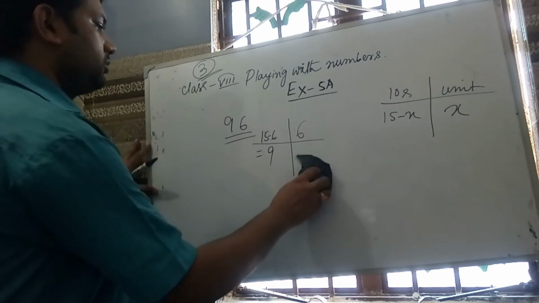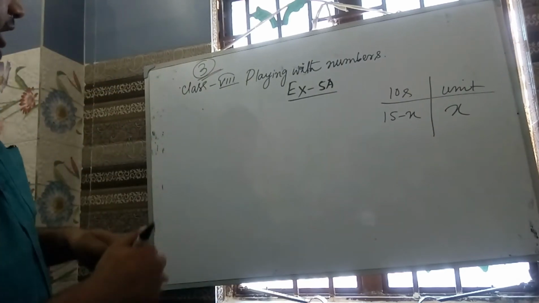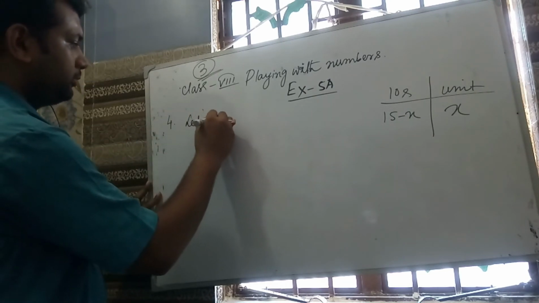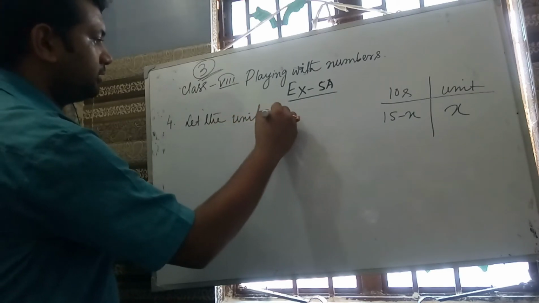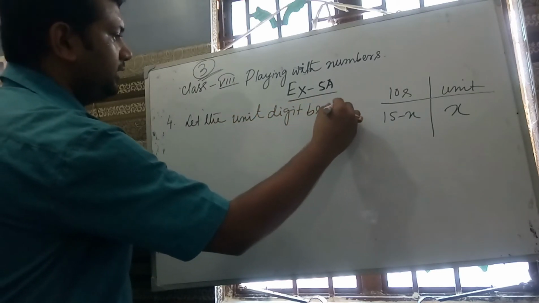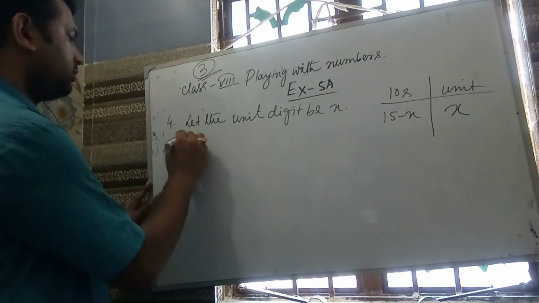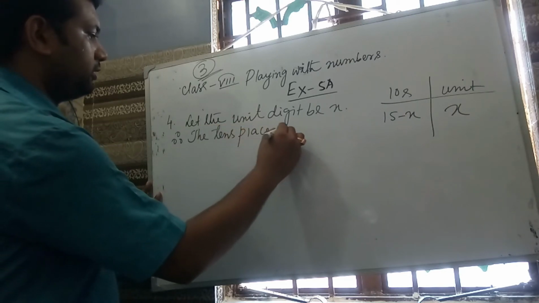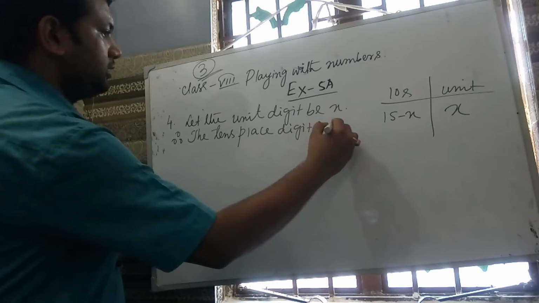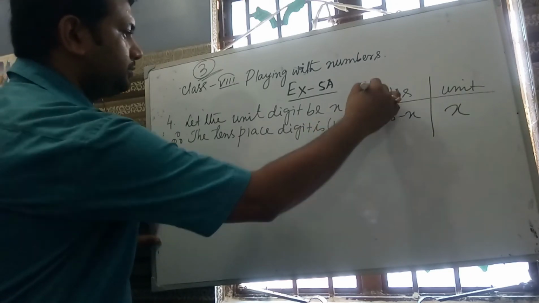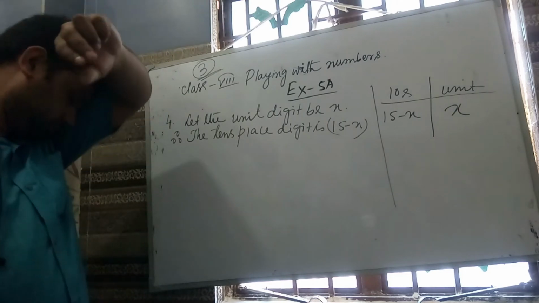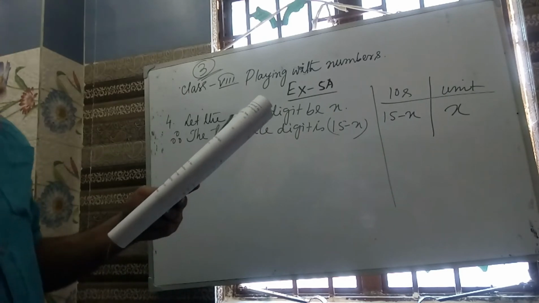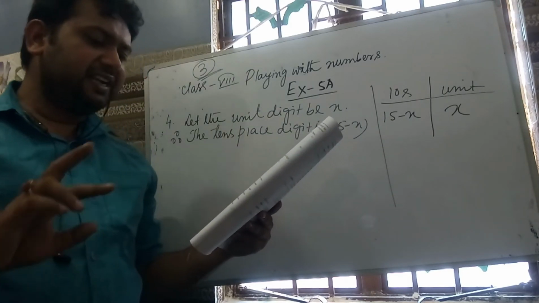Okay. So write down question number 4. Let the unit digit be x. Therefore, the tens place digit is 15 minus x. Now read the next line. What is given? The number obtained by interchanging the digit.